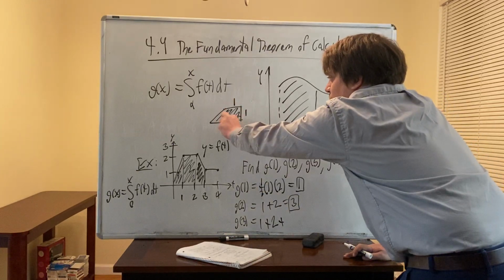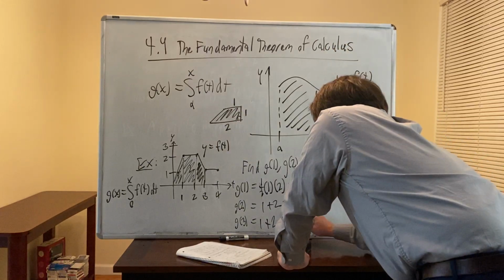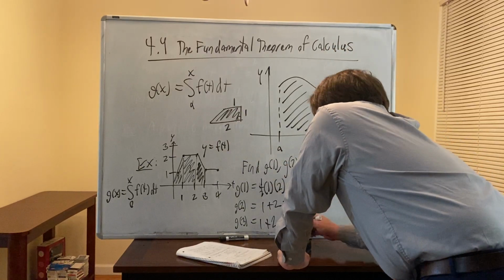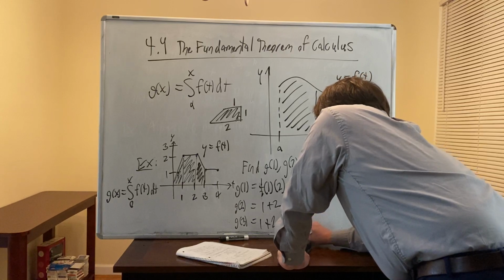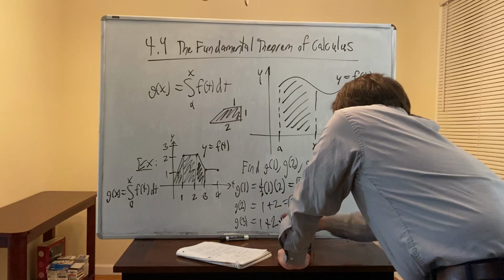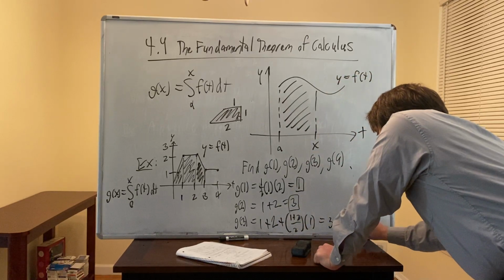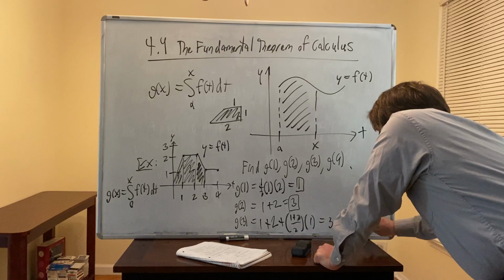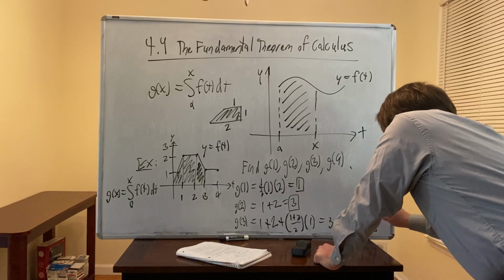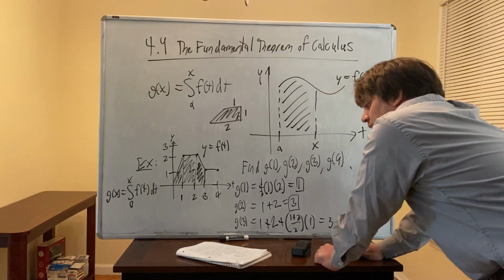So I'm going to take this, which is 1, plus the area of that rectangle, which is 2, plus the area of that shape, which is the average of 1 and 2, that's 1 plus 2 over 2, times 1, which is 3/2. So 1 plus 2 is 3, and 3 plus 3/2 is 4.5. That's g of 3.